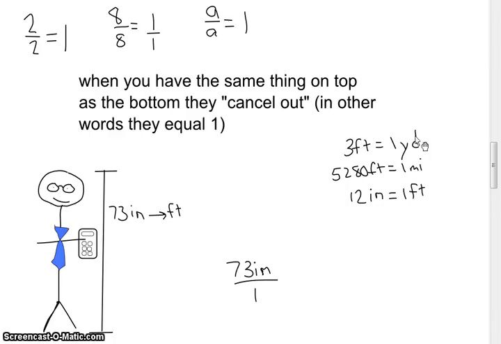3 feet does equal 1 yard. 5,280 feet equals 1 mile, and 12 inches equals a foot. So step 2 says, figure out which of these gets us from the thing that we have into the thing that we want. In this case, we want to go from inches to feet, and I see feet to yards, feet to miles, inches to feet. So the one that we're going to use is this one right here, that 12 inches equals a foot.